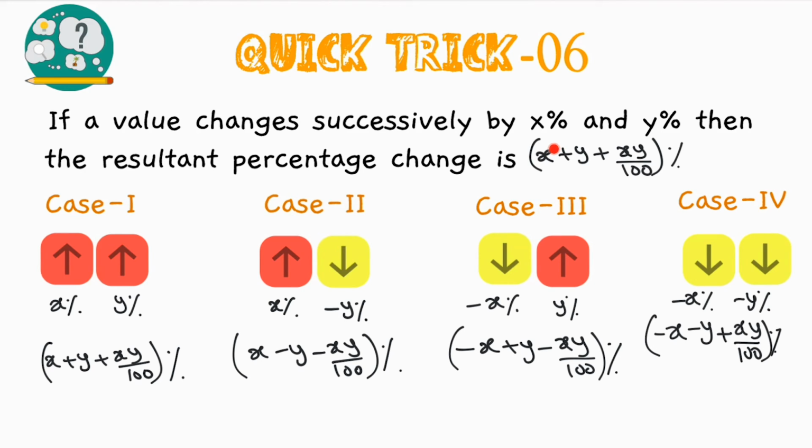In the generalized expression, if x and y are positive values, it is the same. And in second case, as we have a negative y, you need to replace this plus y with minus y here as well as here. Similarly, in case 3, you need to take a negative x, and in case 4, you need to consider minus x and minus y, and minus x multiplied with minus y gives a plus xy.